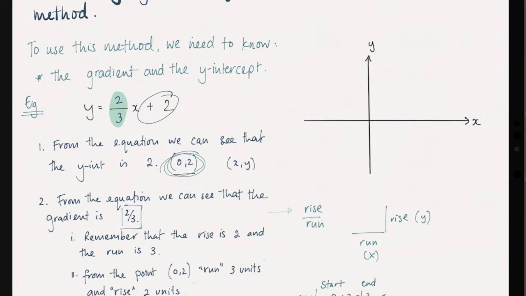Then we've got our vertical, which is our rise, and we started at 2, and we've risen 2 units, which means we've moved up 2 points. So 2 plus 2 equals 4. So that means our new y value is 4. So that means that our new coordinate is when x is 3 and y is 4. So from 0, 2 our next point is 3, 4.